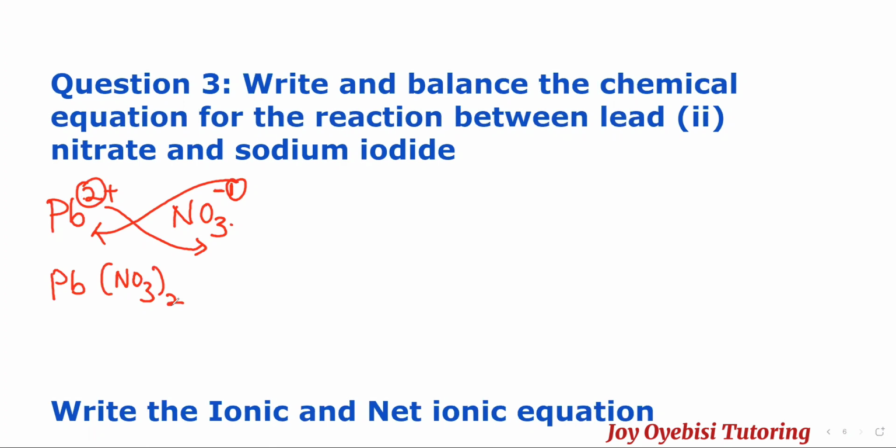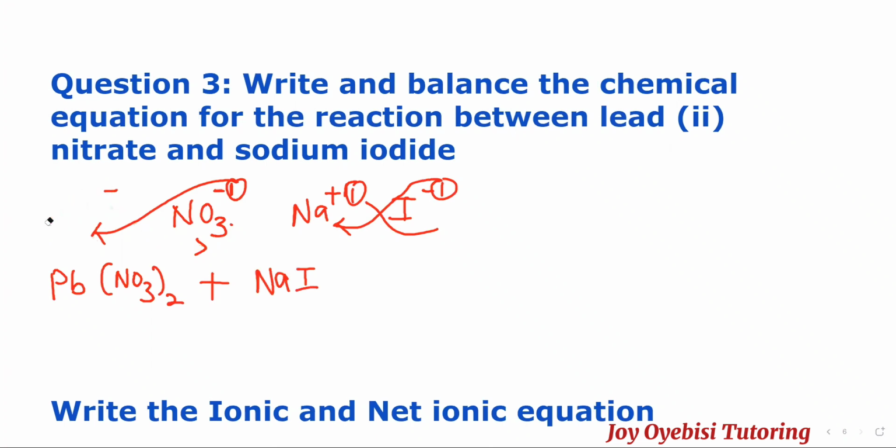Again, I'm not sure if I've mentioned this before. When you have 1, you don't have to write it out, okay? So that's why I skipped the 1. Now we move on to the next, which is sodium iodide. Now the sodium is +1, iodine is -1. So since both of them are 1, you're just going to have to combine it as NaI. So that would be sodium iodide and lead-2 nitrate.